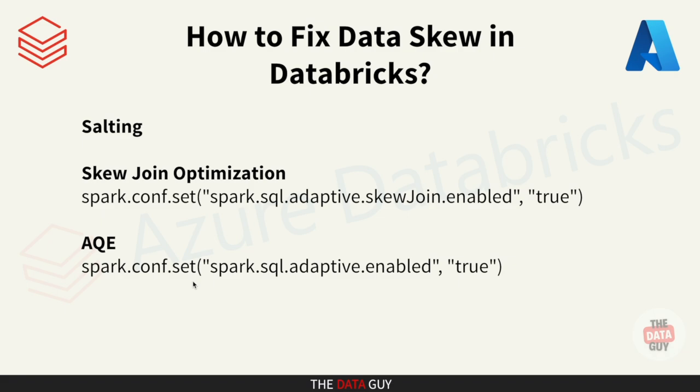Second one is skew join optimization. If you are doing joins on skewed data, you can enable skew join optimization in Databricks. You can enable it by using this property here. Using this property, Databricks automatically handles skewed joins, making them way faster. Third one is AQE, adaptive query execution. Databricks has this AQE, which automatically detects and fixes skewed partitions. To enable it, you can just run this property here.